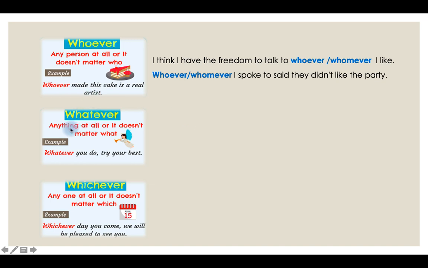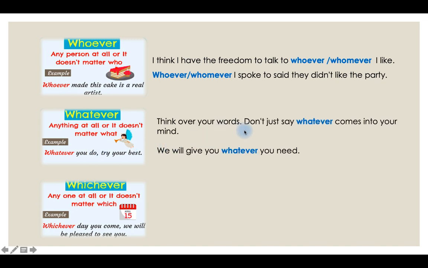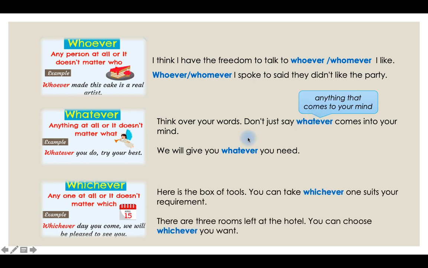Whatever means anything at all, or it doesn't matter what. Think over your words. Don't just say whatever comes into your mind. Aklına her geleni söyleme. We will give you whatever you need. Whichever, yeah, so anything that comes to your mind, actually. That whatever means whichever, anyone at all, or it doesn't matter which.